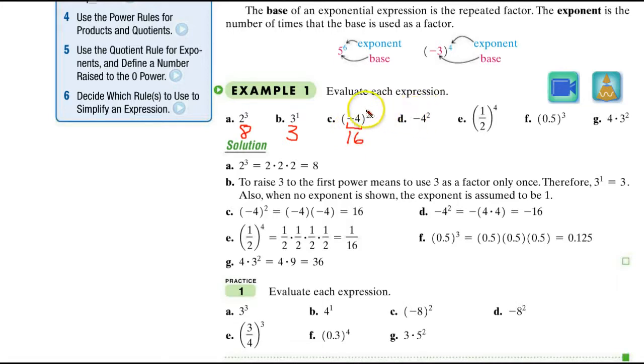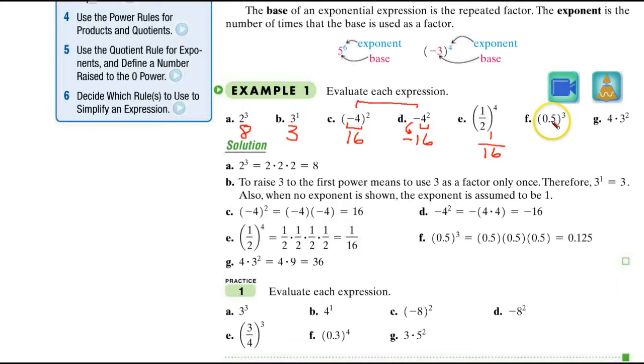Now here, this one's a little tricky, and you might say, aren't they the same? Well, no, they're not. Because here the base is only the 4. So we square 4 and get 16. Then we apply the negative sign, and that's what it gives us. Now here, both of them are to the 4th power. 1 to the 4th is 1, and 2 to the 4th is 16.